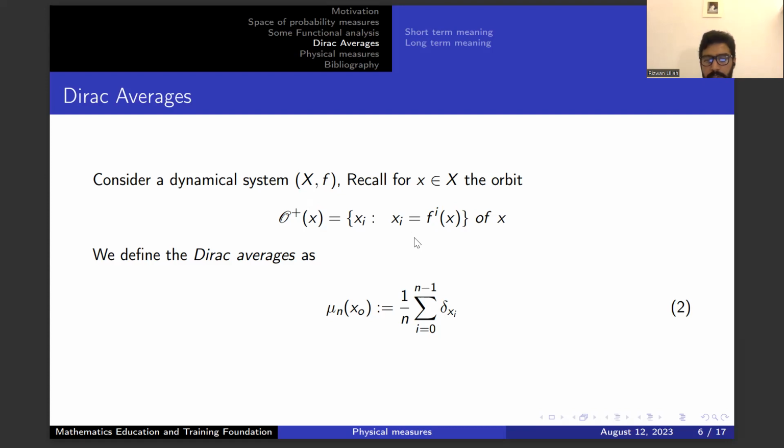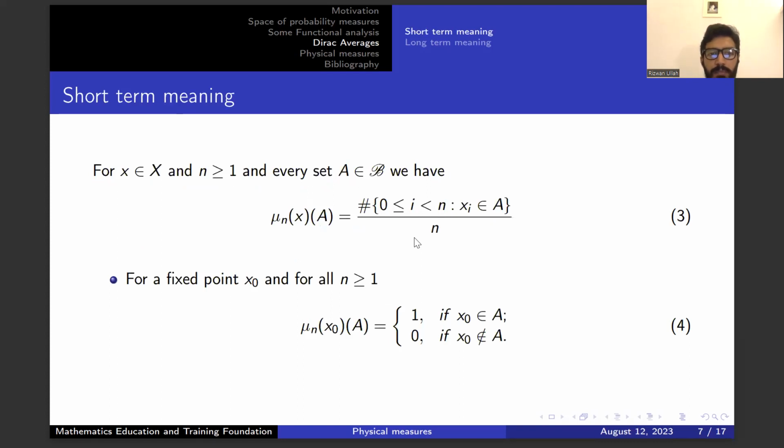In order to understand this equation, I will give you two different approaches. The first one is the short-term understanding of this thing, and the second one is the long-term understanding of this equation. So let's figure out what the Dirac average is actually telling us, and what it means in the short-term sense.